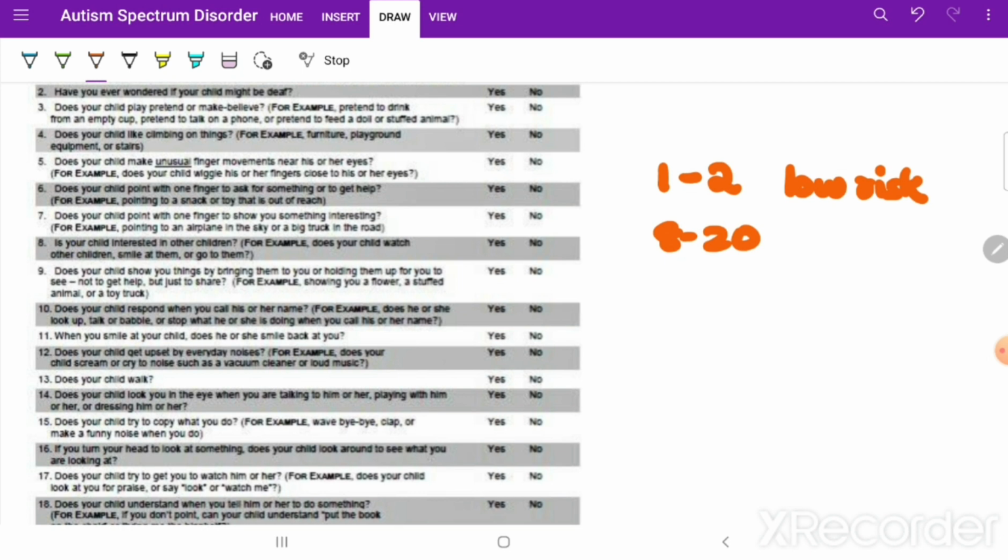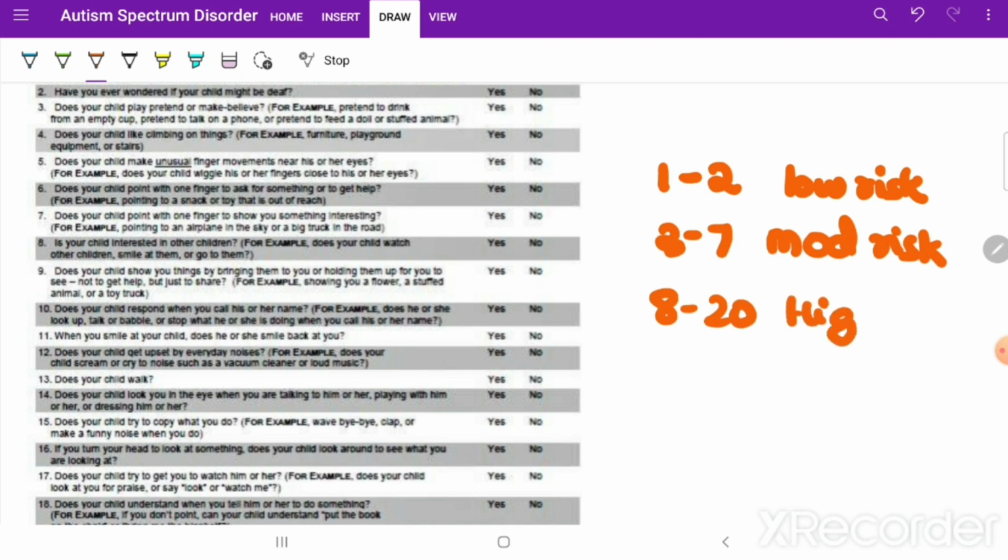Sorry, it's 2 to 8... 3 to 7 is moderate risk, and 8 to 20 is high risk. So only a score of greater than or equal to 8 is eligible for more clinical evaluation. If it is a moderate risk, you should review again after 6 months and check again.